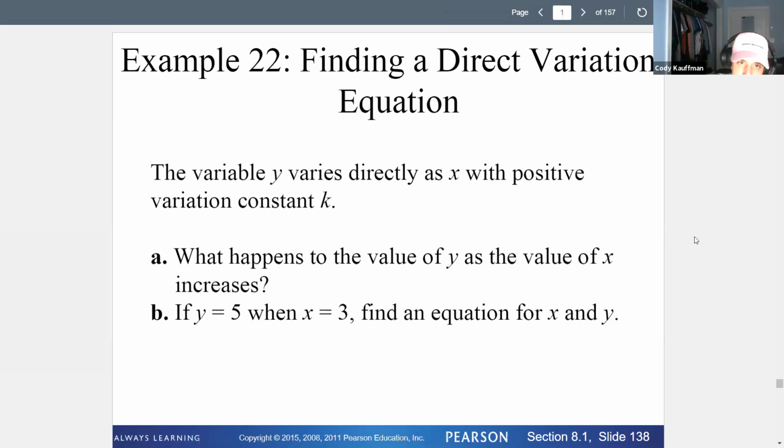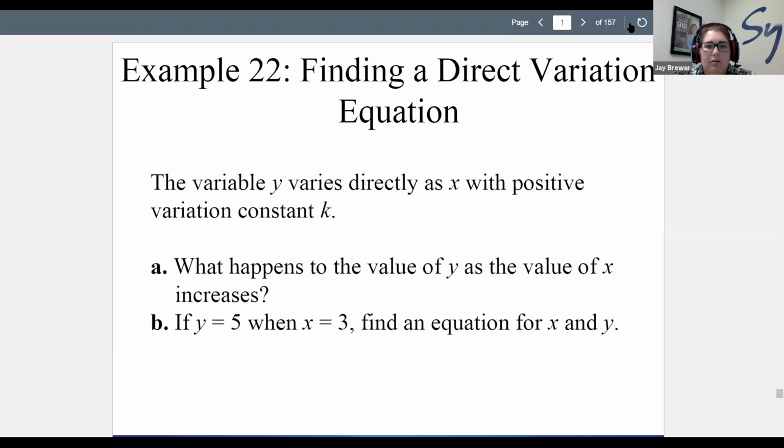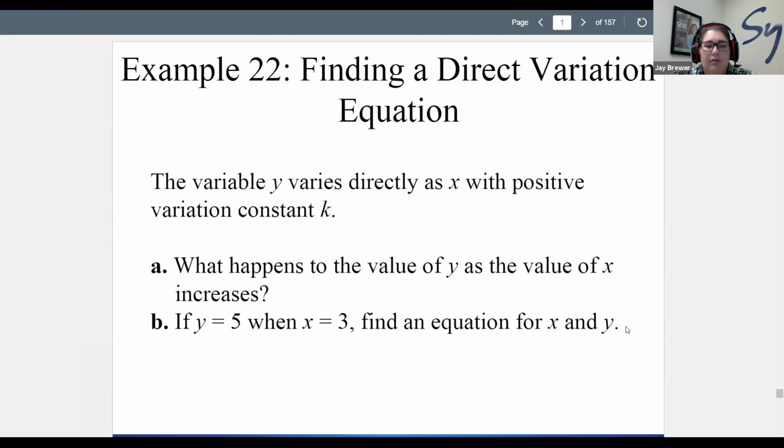It's increasing. Okay, so if x increases, y increases. So now let's put that theory to test. If y equals 5 when x equals 3, they want us to find an equation for x and y. Okay, so how do you think we would set this up?